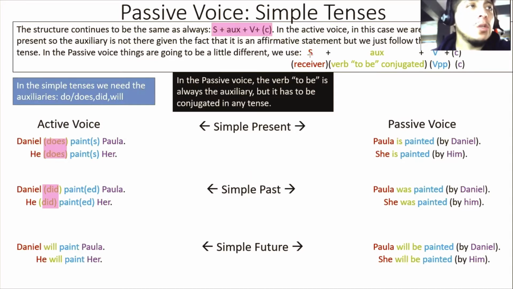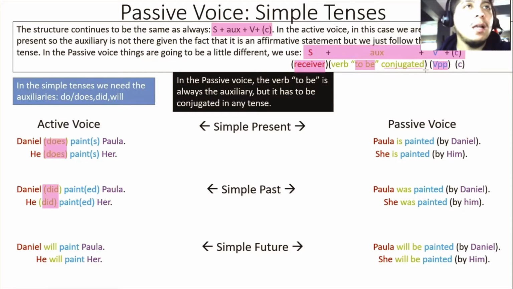In the passive voice, we always need subject, auxiliary, verb, and complement, like the active voice. But the difference is that the subject is not the doer of the action. The subject is the receiver of the action, okay? The auxiliary is always the verb to be. And it is conjugated in the present, in the past, in the future, in any tense that you want. And the verb is always in the past participle. So this is something that we're gonna be doing. It is really important that we remember that part, okay?